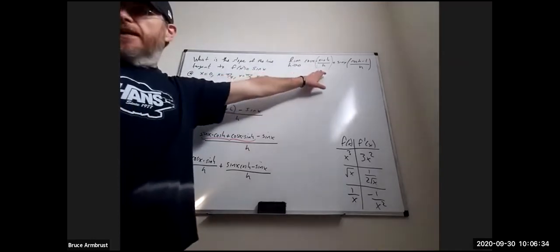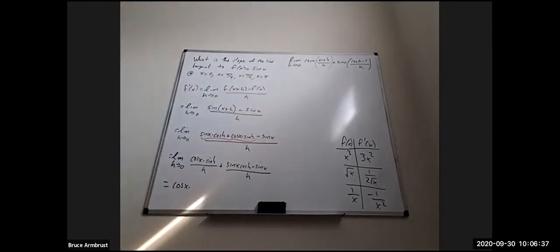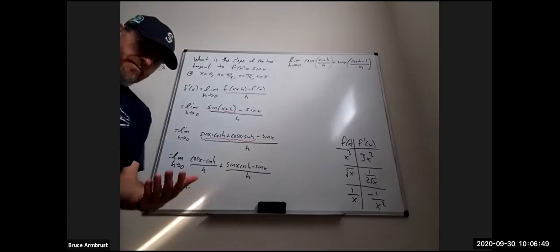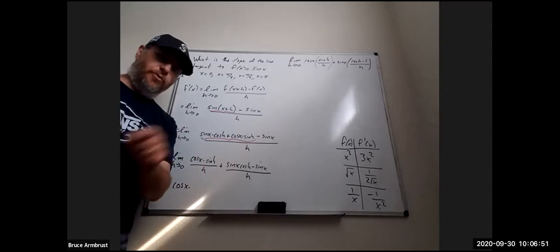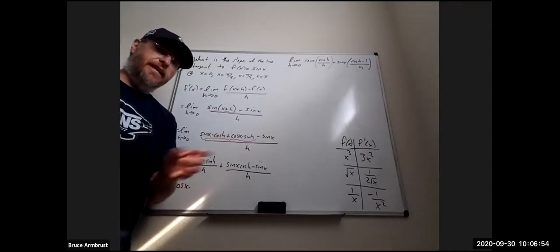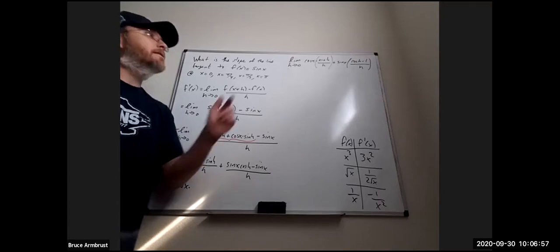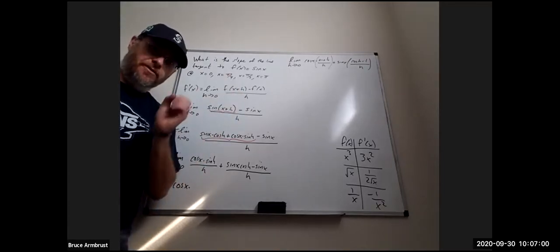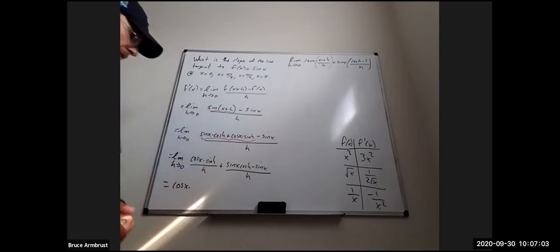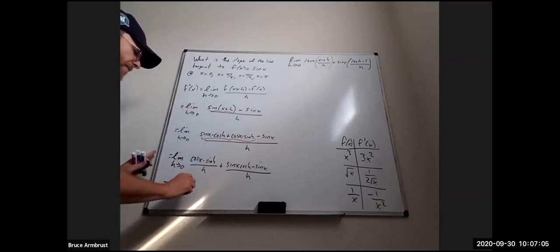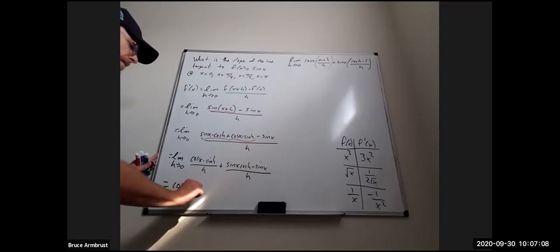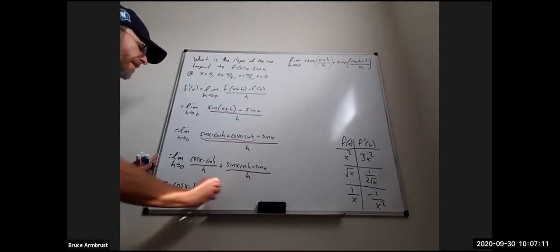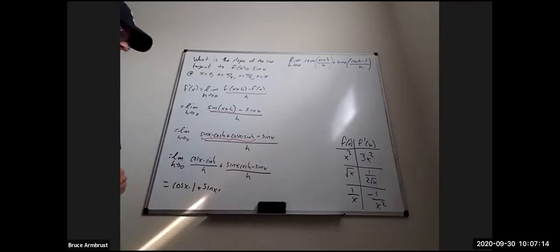Okay, but now what about this sine h over h? What happens to that as h goes to 0? It goes to 1. We proved this one the other day, and it was one of those I said, hey, know this. And this is why. Sine x over x, as x goes to 0, goes to 1. So sine h over h, as h goes to 0, goes to 1. So we're going to get cosine of x times 1.